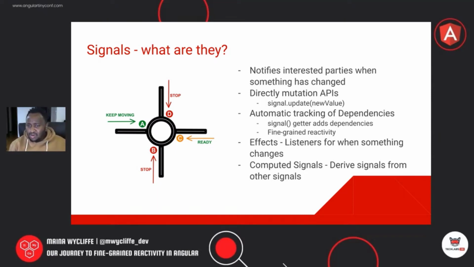One of the advantages of signals is that they automatically track their own dependencies. And this is why we need the getter. So signal, then the function. This allows us to know exactly who to inform whenever something changes.